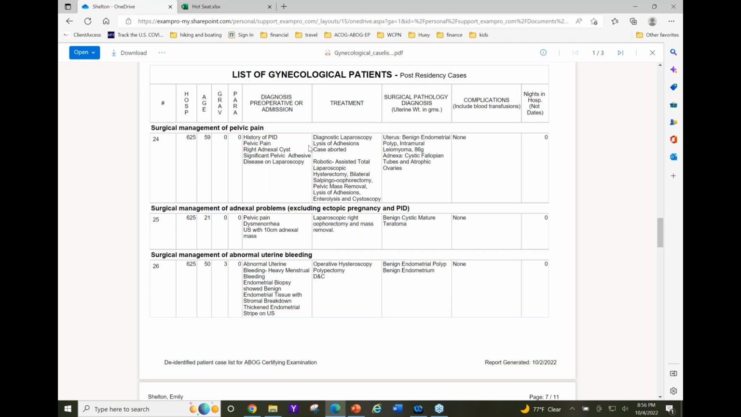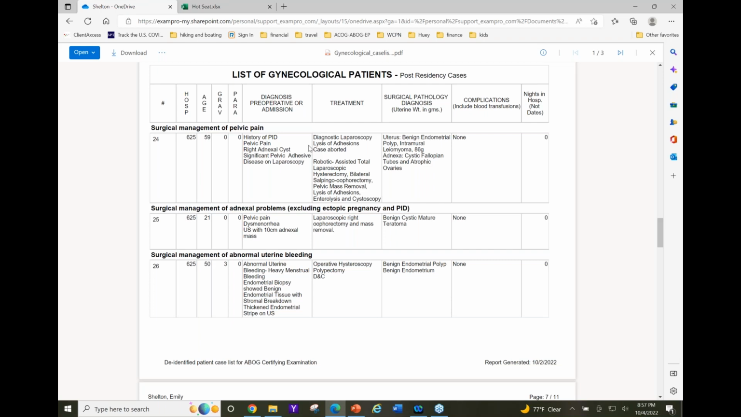So I spoke with her husband prior to aborting the case just to confirm that he was okay with that plan, woke her up, brought her back to my office, and discussed surgical management with definitive hysterectomy, bilateral salpingo-oophorectomy, lysis of adhesions, and the remainder of the procedure that I performed.